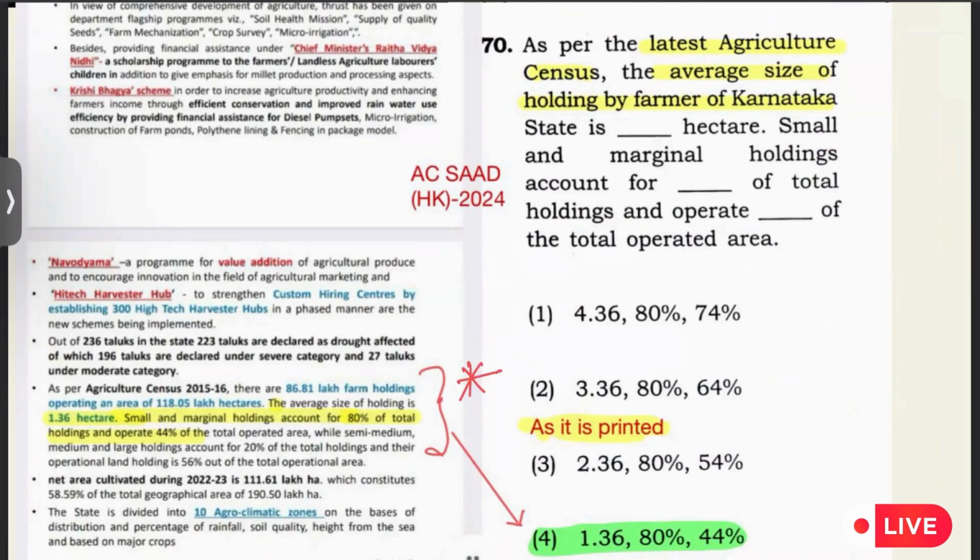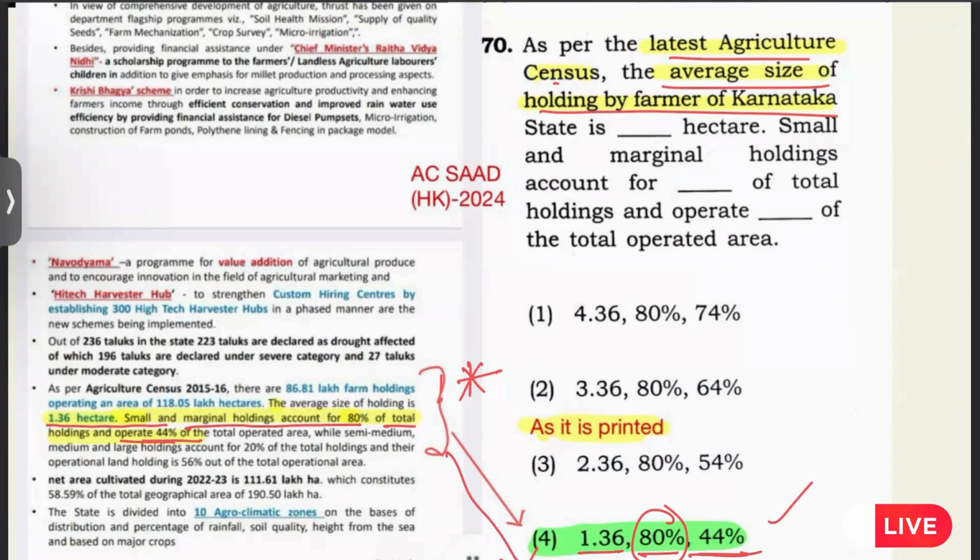See, they have asked about the last agriculture census, the average size of the holding by the farmers. So it is 1.36, 80%, and 40%. If you read this, it is there in the same line. 1.36, small and marginal holdings account for 80%, and the total holding operated is 44%. So it is picked up directly from the statement.